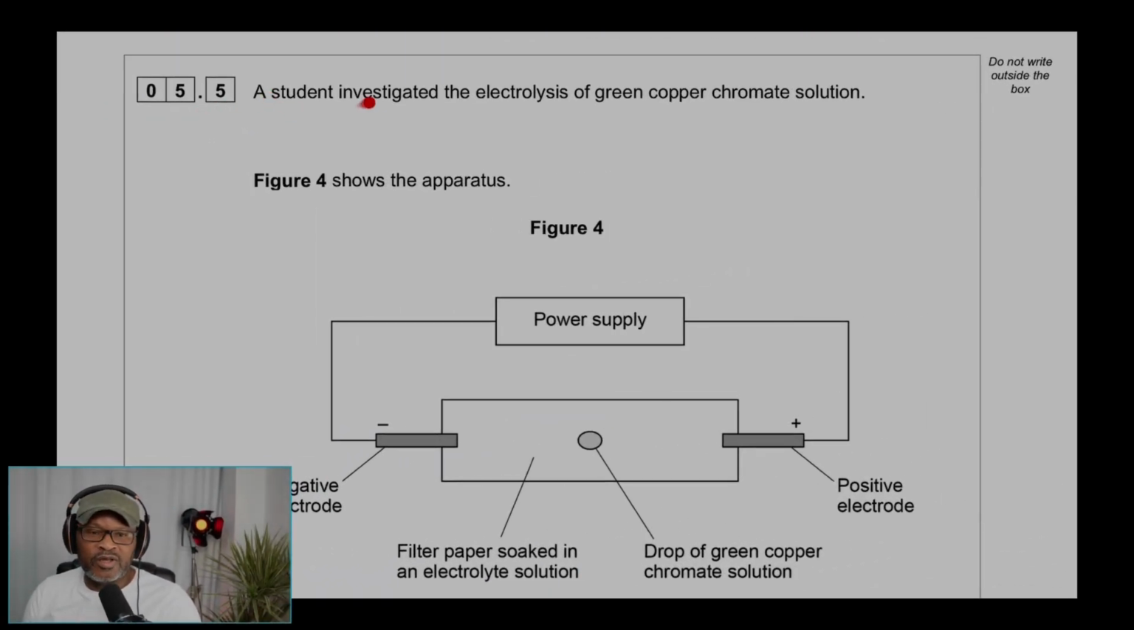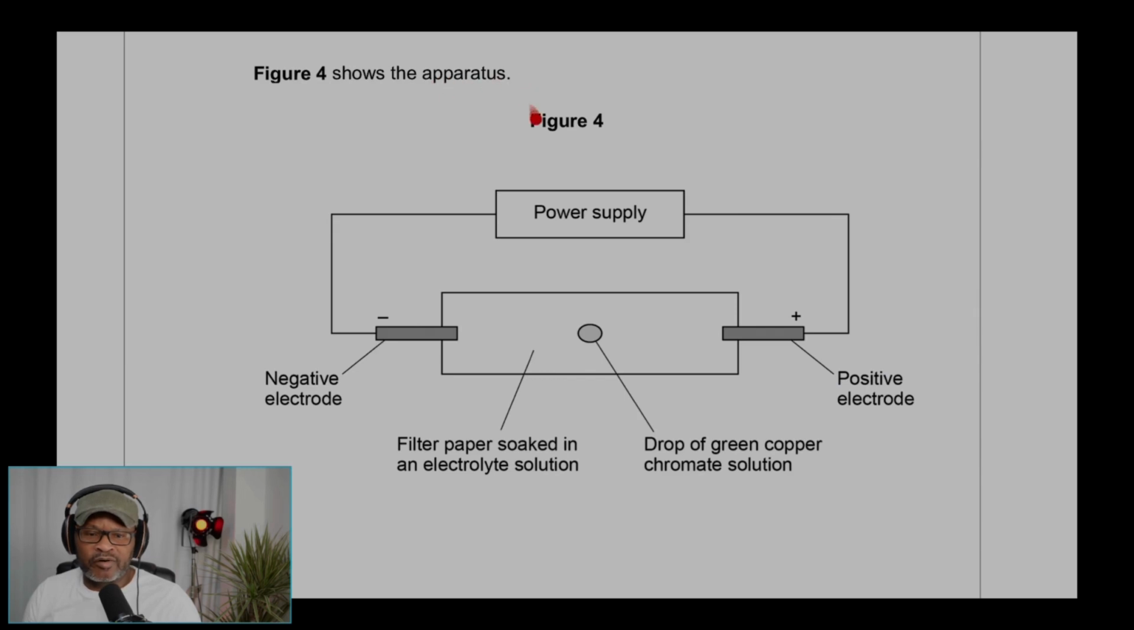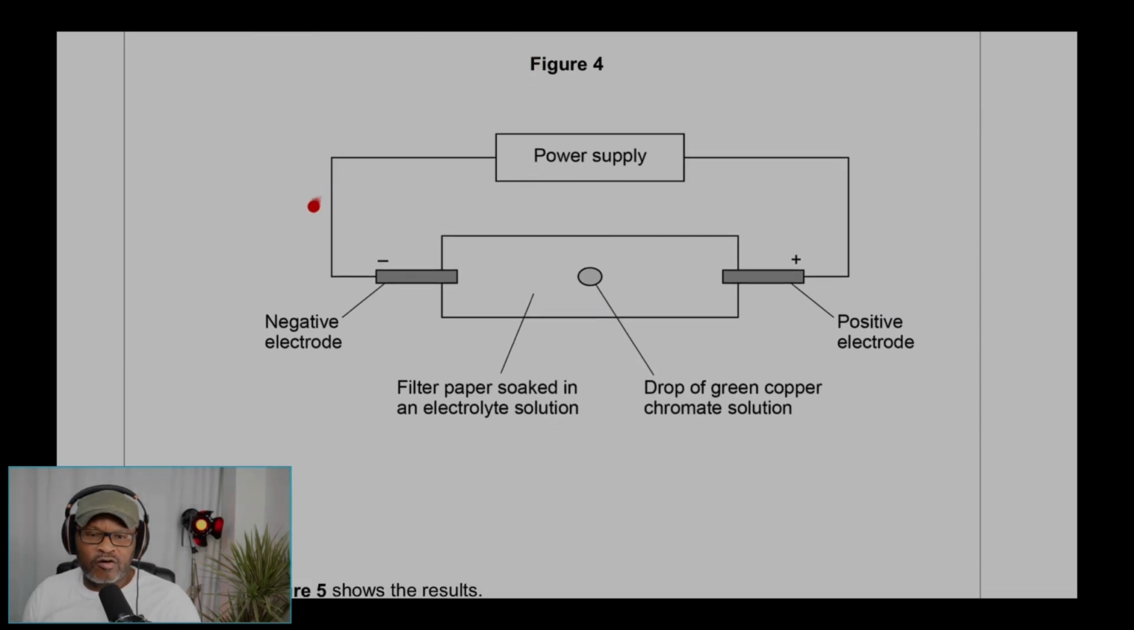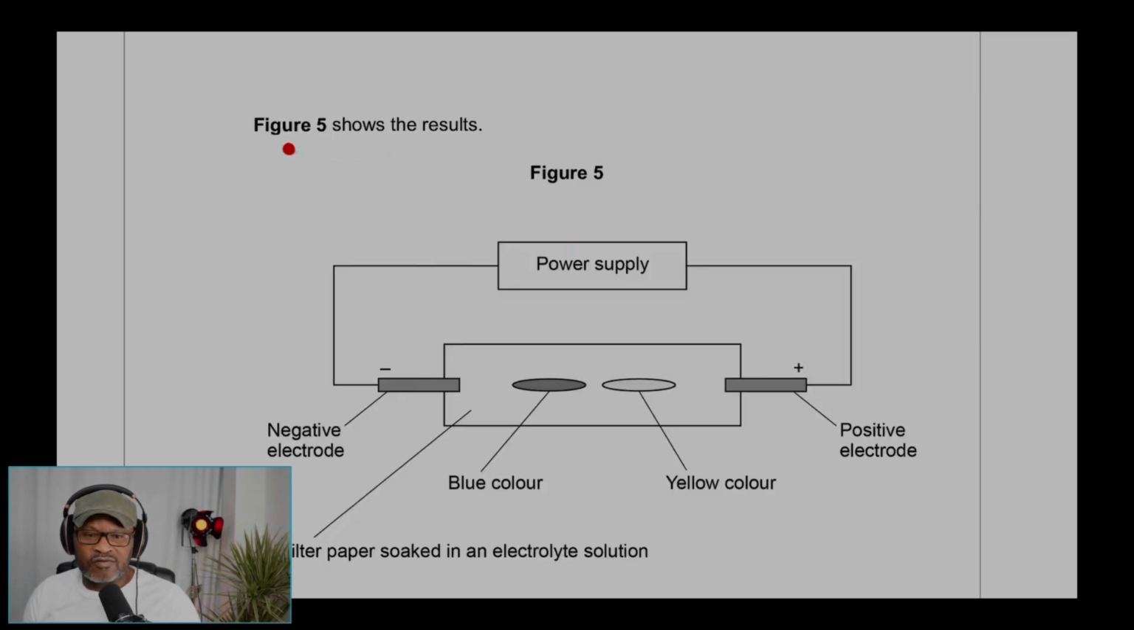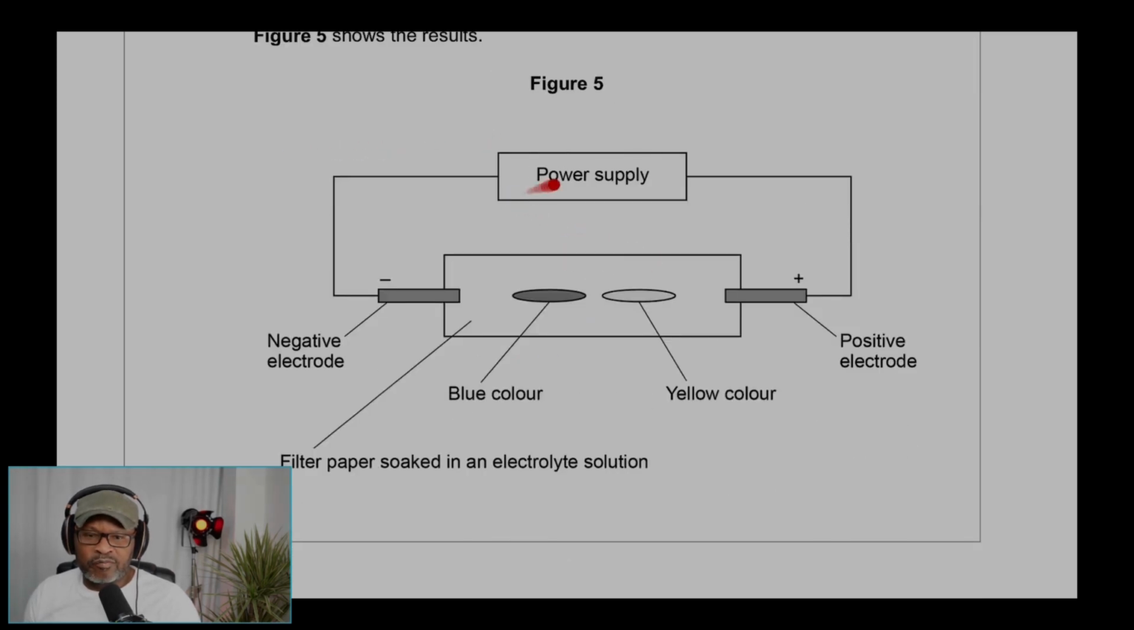Question 5.5. A student investigates the electrolysis of green copper chromate solution. Figure 4 shows the apparatus. You've got a power supply connected to a negative electrode, and that power supply is connected to a positive electrode plate. And here you've got a drop of green copper chromate solution, and the paper is a filter paper soaked in an electrolyte solution. Figure 5 shows the result. So you've got the power supply again. You can see there was a blue color here and a yellow color on that side.